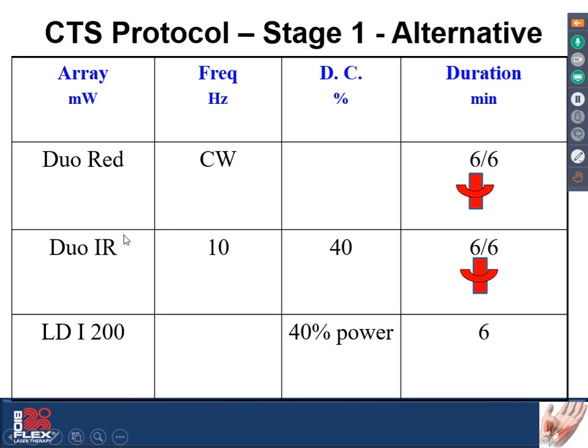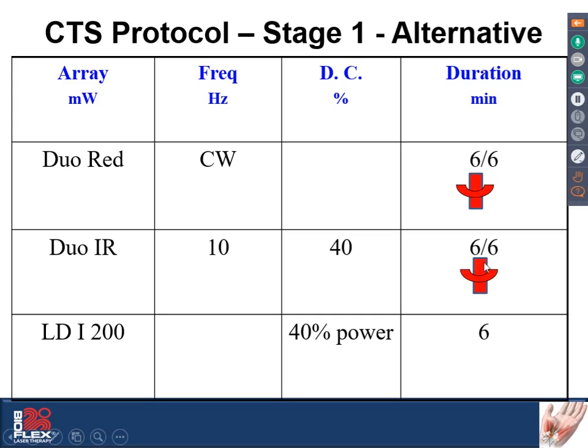So if that's the case, what we tend to do is use similar parameters, but we're going to drop down the treatment time of the red to 6 minutes over the carpal tunnel, then another 6 minutes in the parallel fashion, and then repeat that same placement for the dual infrared at 10 hertz, 40% duty cycle. So similar parameters, just two different placements to try and get a bit more of the actual tissue, both proximal and distal to the carpal tunnel.